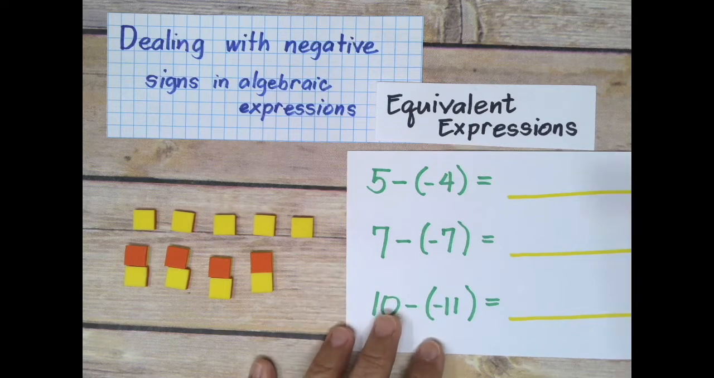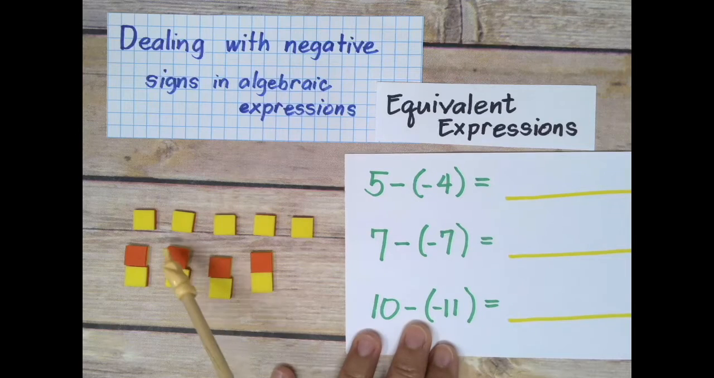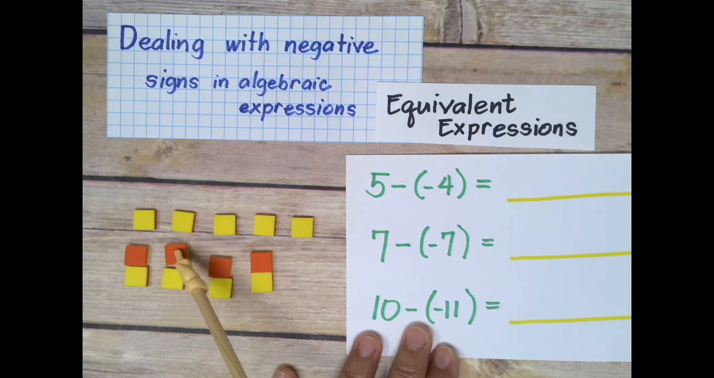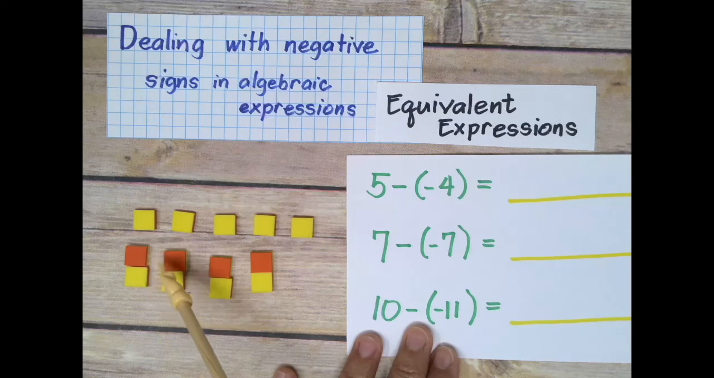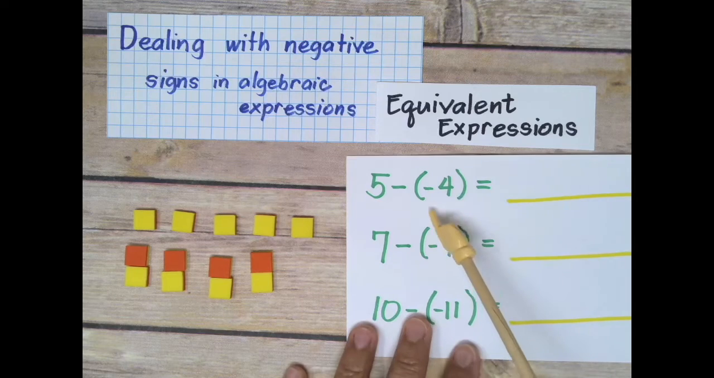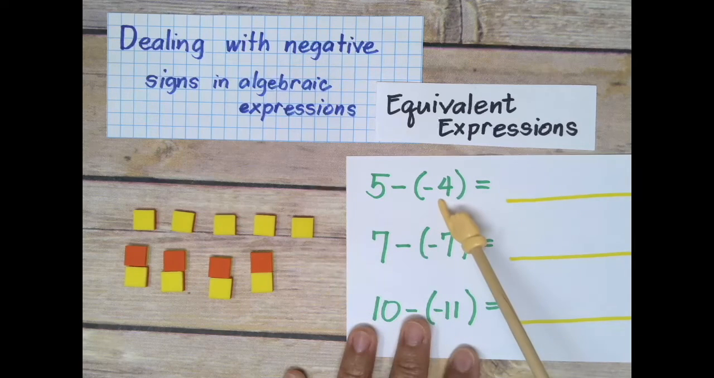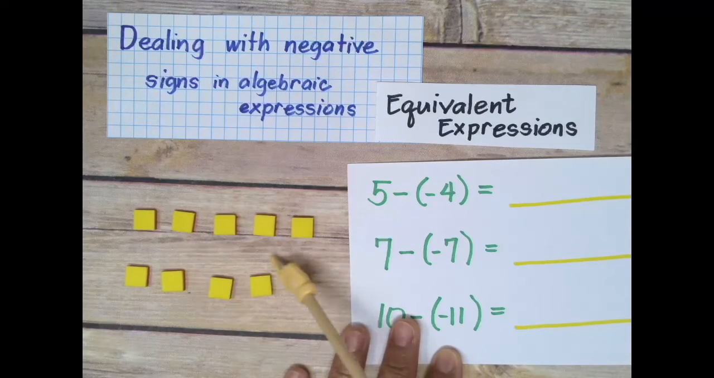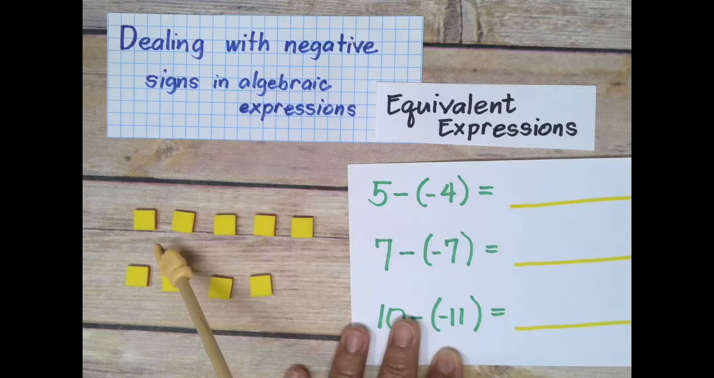Okay, so we have here the 4 zero pairs, and from there we already have the 4 negative tiles to represent negative 4. So we can now take away the negative 4. We have 2 rows or 2 sets of squares. All of them are yellow.